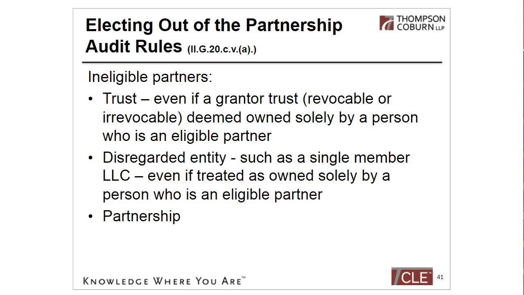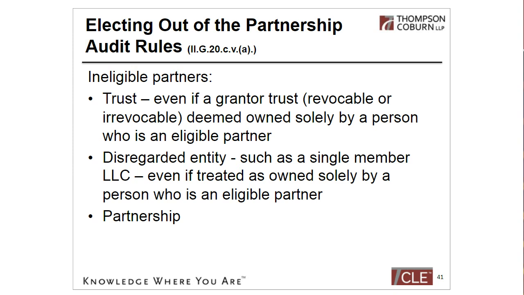Same with the disregarded entity. You have a single member LLC. So you decide, here's a general partnership here. I don't want the liabilities. I'm going to interpose a single member LLC. That single member LLC is going to use my social security number, just like the revocable trust did. For income tax purposes, the thing does not exist. But for purposes of the partnership audit rules, it does exist. And so that's a disqualifying partner. And then also a partnership. If a partnership is a partner, like you might have a holding partnership that is a partner in the operating partnership, well, that holding partnership is an ineligible partner. And it doesn't matter what kind of partners it has itself. That partnership is an ineligible partner. It disqualifies you from opting out.